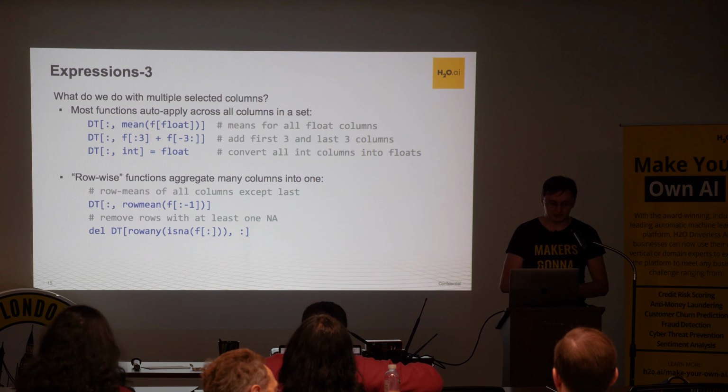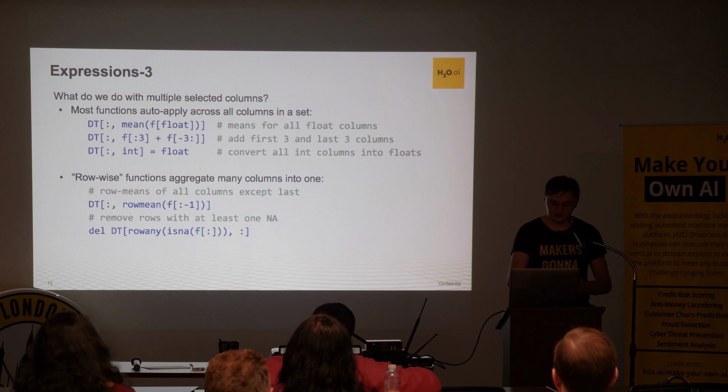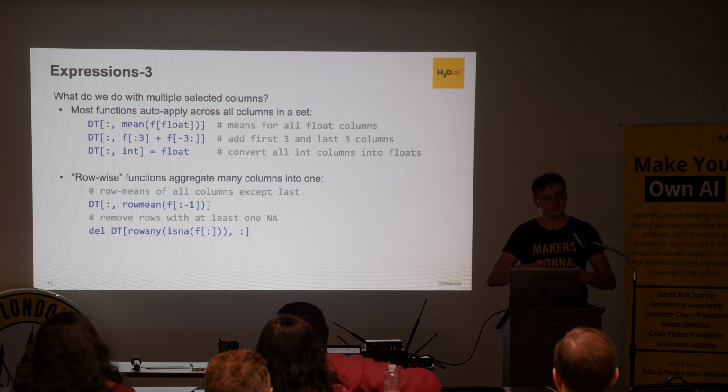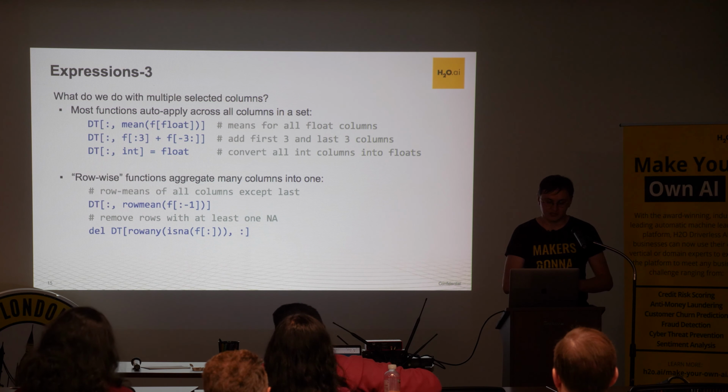So here is an example. Whenever you have multiple columns and you apply a function to them, that function is automatically applied to every single column. In the first example, we say min of f[float]. f[float] selects all the float columns. When we apply min to all the float columns, it expands into a list of mins of every particular column. So the first expression just returns the mins of all float columns in the frame.